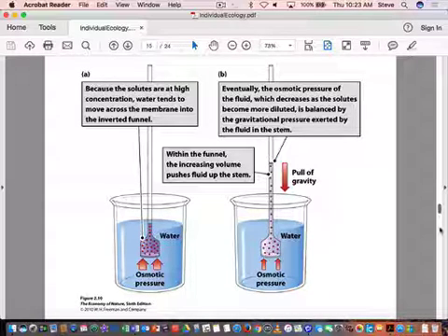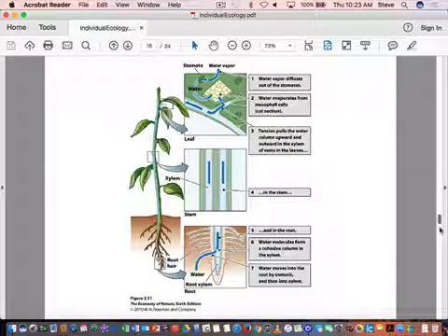So this is a common process. It always happens that water moves in the direction of higher solute concentration, and that's inevitable. There's no way to get around it, though there are ways to try to deal with that problem. This is of course a very important process. That gravitational pressure and that movement up is important in plants.